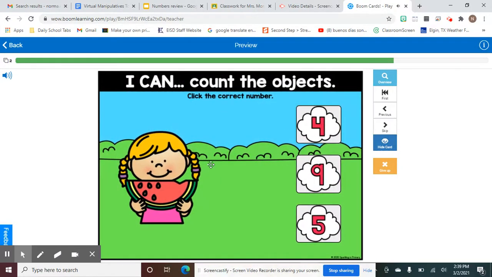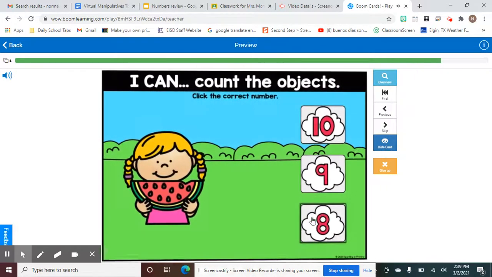Good job. Let's count the seeds. 1, 2, 3, 4, 5. Which one is going to be 5? Is it the top, the middle, or the bottom? Which one do you think? It's going to be the bottom one. But what is the name of this number? That's number 4. And what's the name of this number? That's number 9. So this is number 5.